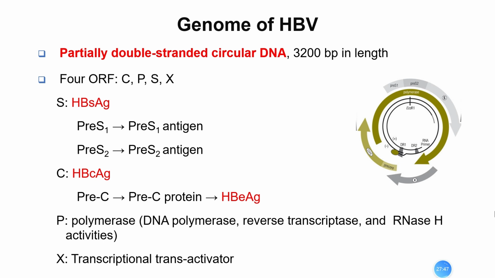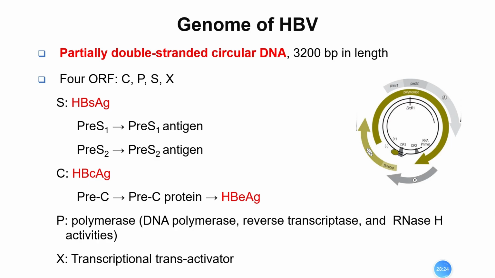double-stranded circular DNA. It's a partially double-stranded circular DNA. And you can see here, most of it is double-stranded, but for this part, it's only single-stranded. We call it partially double-stranded circular DNA. The size of the genome is about 3.2 kb, 3,200 base pairs. Much smaller than HAV, right? HAV is 7.5. And on the genome, there are four open reading frames.